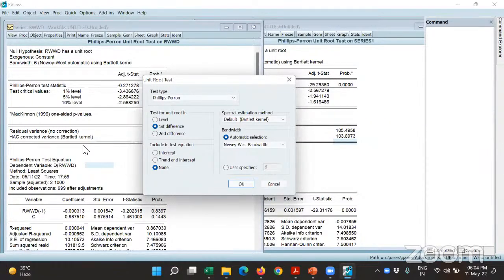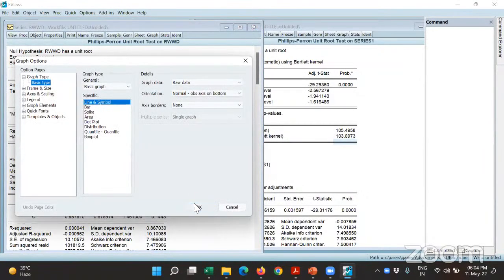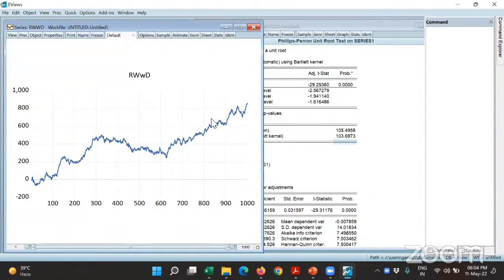So here I'm going for the first difference of the series. If you want to have a feel of how a first difference data set looks, we can have that as well. So I can go for view, graph, and line graph. This is your original data, my default data.